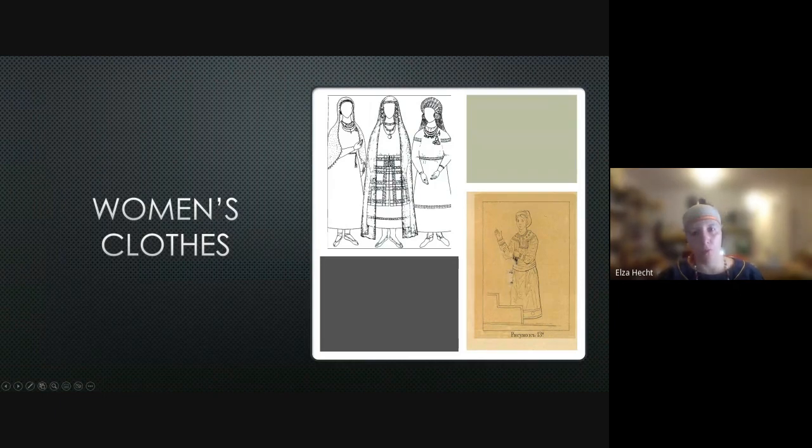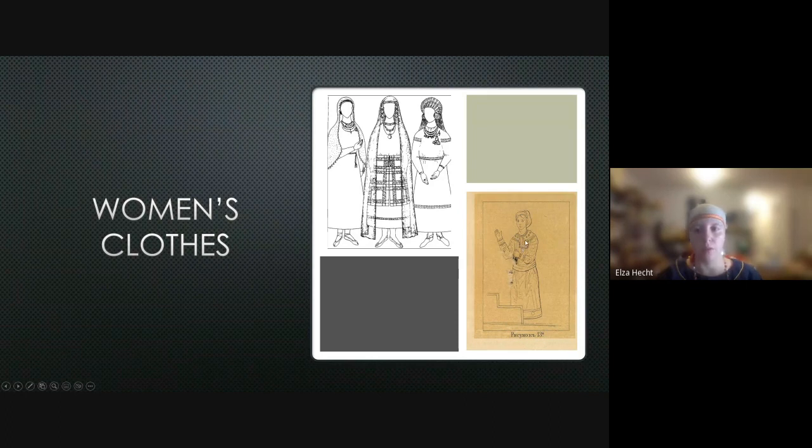This is a noble woman's clothes, according to Saburova, and this is from a 19th century book. This is the clothes of a married woman. The difference between married and unmarried women is covered hair. You will cover your hair as you get married. Even in a pagan culture, your hair is your strength according to their beliefs, and you need to cover it to protect yourself and your family. So they would wear something on their head.